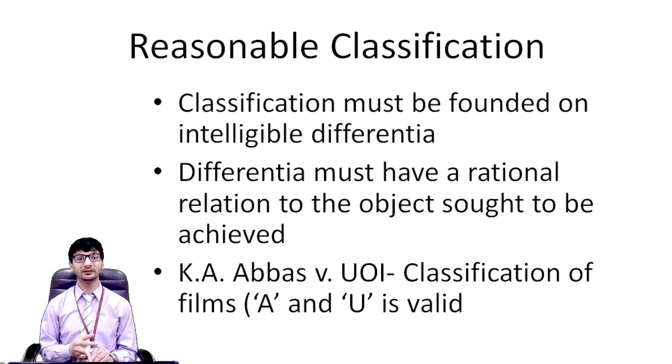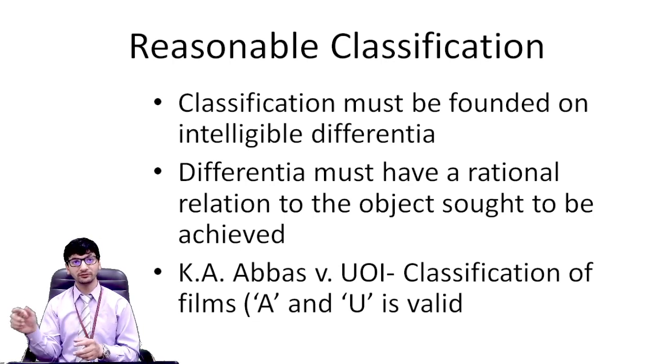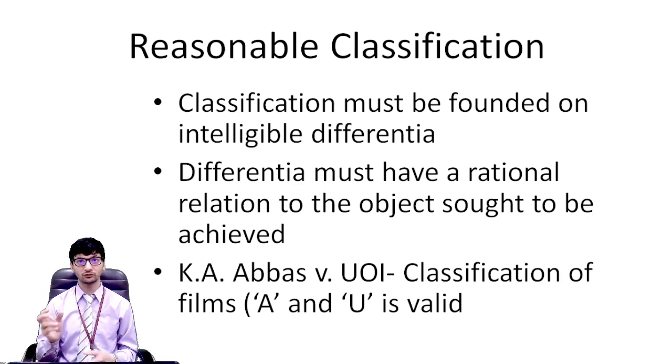When you say the differentia needs to have a rational relation with the object to be achieved, it simply means that the object for which you are classifying needs to be achieved by this kind of differentia. You are differentiating intelligibly because every common prudent person can see that there is a difference between two categories. You cannot just treat them both equal. But again, this differentia has to be sought for the object which you are seeking. Why are you differentiating? There has to be an object behind that.